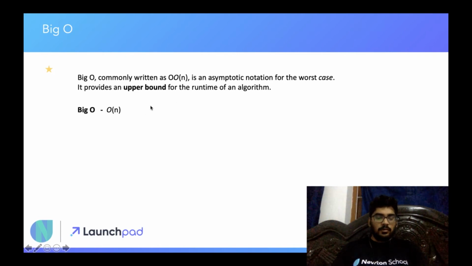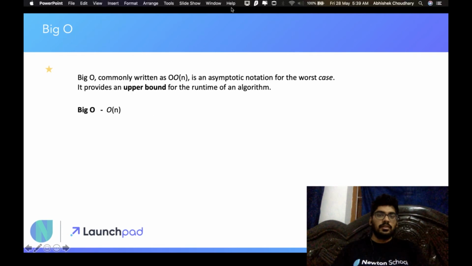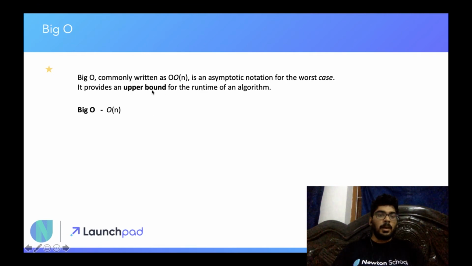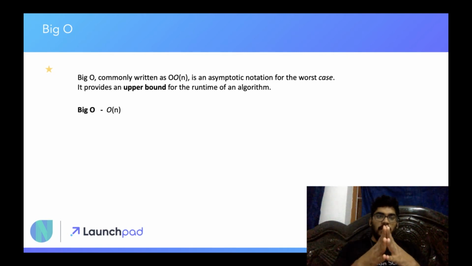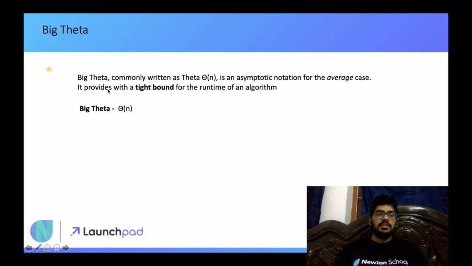So big O, like I told you, what will big O notation actually do? Big O notation will give you the upper bound for the runtime of an algorithm. Upper bound means the maximum time an algorithm will take to run. Okay, so it is for the maximum time. Big theta is basically for the average time. Okay, big theta is for the average case.